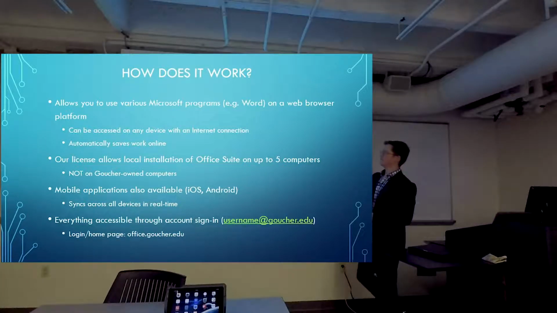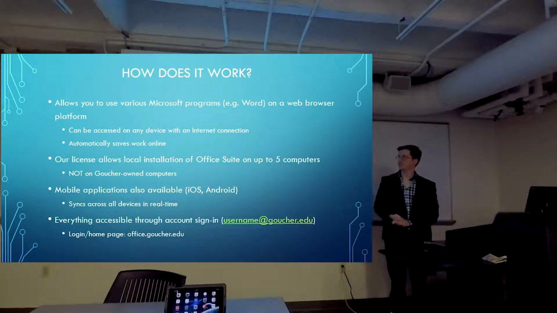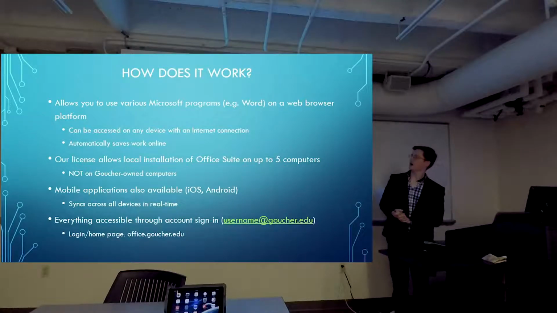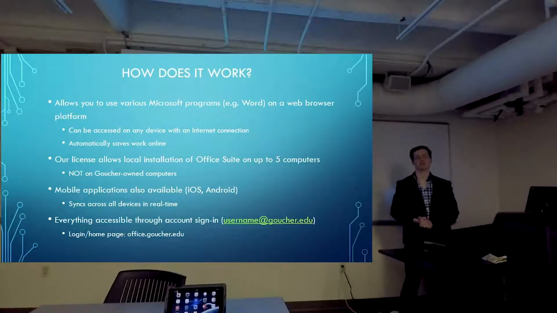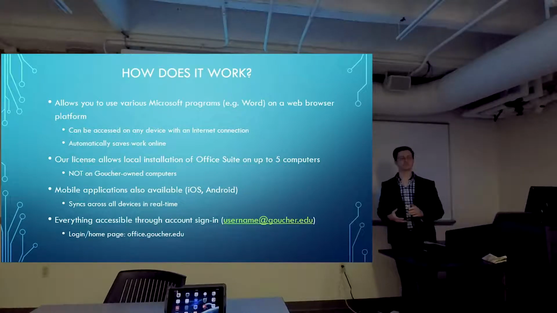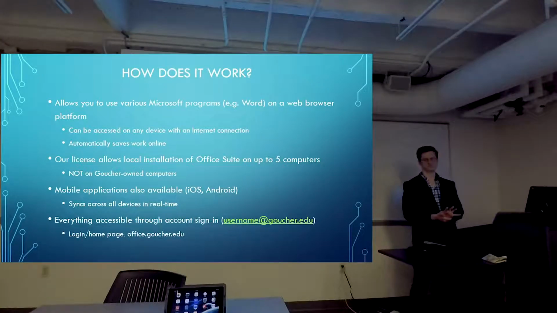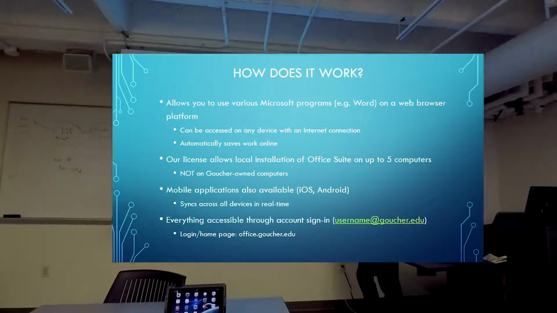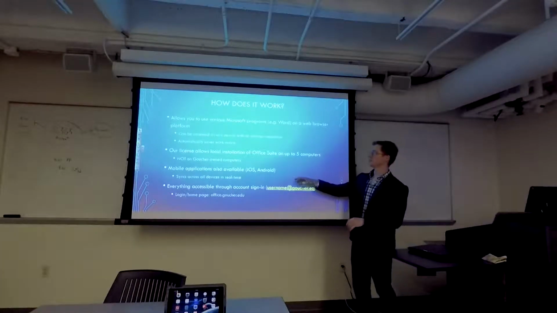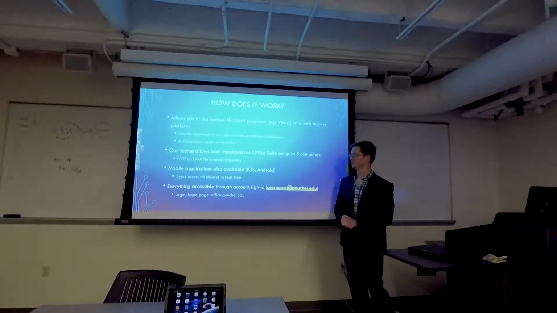Now the next bullet point here is that our license allows local installation of the Office suite on up to 5 computers. Note we're not talking about Goucher-owned computers, but if you have a personal computer at home, our license allows you to install it on up to 5 computer devices. I don't think that includes mobile devices. It does? Okay, all right. Maybe that's why I was having problems before. And as you note here, we also have mobile applications available.